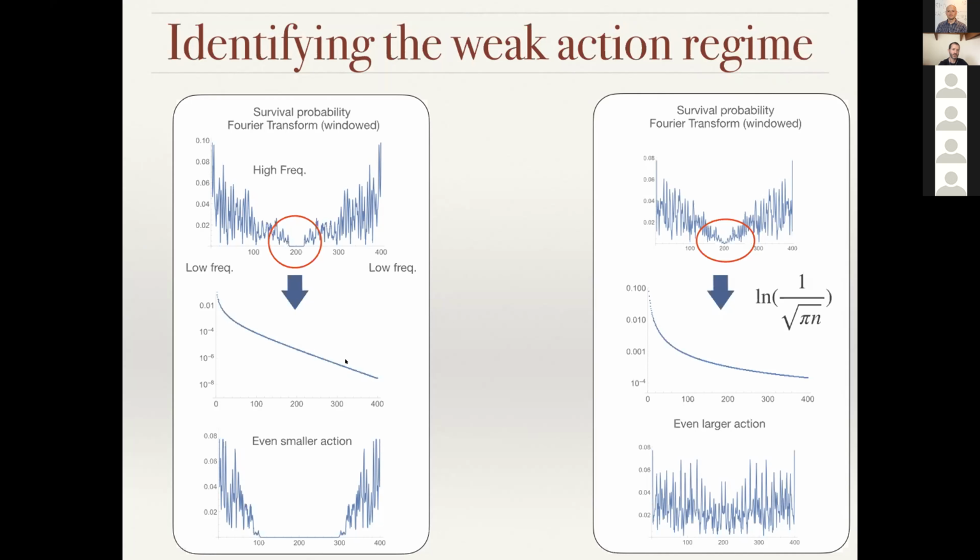If we make the action even smaller, we see a very large cutoff. And once this cutoff closes, we start to see this behavior, which behaves like 1 over square root of n. And it doesn't have any meaning. It just comes from normalization of some of the factors. So one cannot get any information from this.